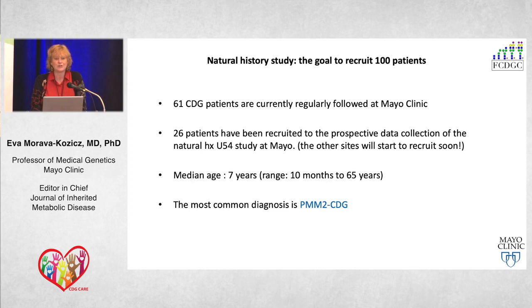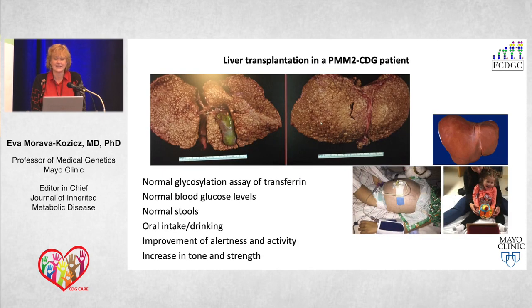So let me show you just one case from our 26 patients, because I think this case moved many of our families within CDG care. One finding, which is not a common finding in PMM2 CDG, is liver fibrosis. We had a patient who had such severe liver fibrosis that she got on the transplantation list. And I have to emphasize, the reason for transplantation was not the CDG. It was because of liver failure.